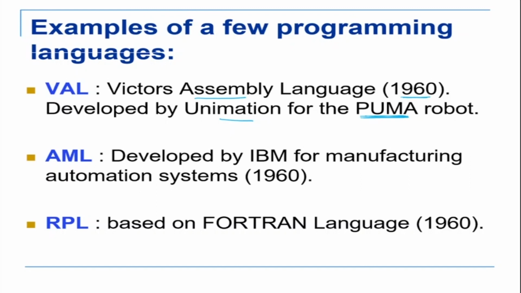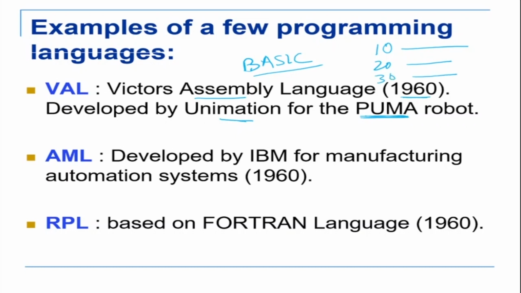Now, the company Unimation made the robot Puma, and they also invented the language which they call Victor's Assembly Language. Probably Victor is the person who developed that language. Now this language is based on the BASIC language. In those days simple computer programs were there, and the simplest is BASIC. BASIC, as you must have studied in school, has a line number, then a statement, then a line number again, a statement, like that. So the structure of the VAL language is also like this.